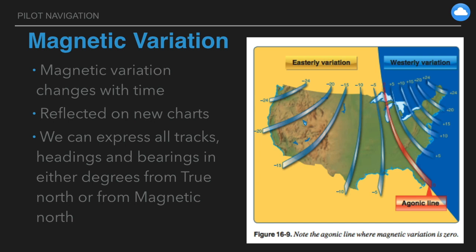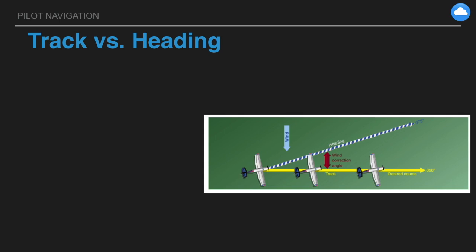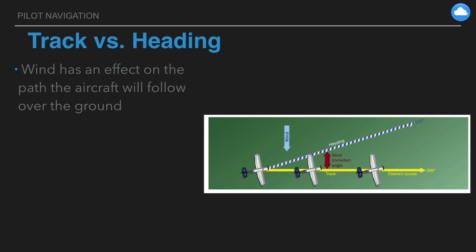So we can express any heading, any track, any bearing in terms of true or magnetic. Okay, you just got to make sure you understand what it is you're doing. So all this is showing is westerly variation, the fact that your compass is pointing to the west of true north. Talk a little bit about the relationship of track and heading. And there's a couple more navigation terms that you just have to get. Otherwise, you're not going to understand the exam question.